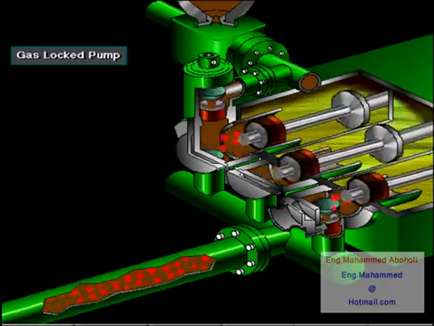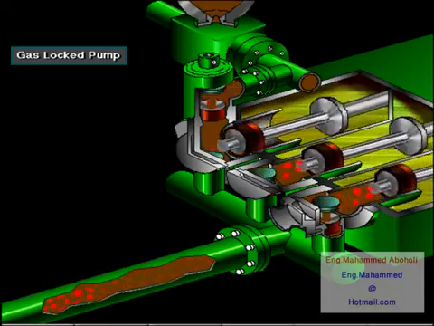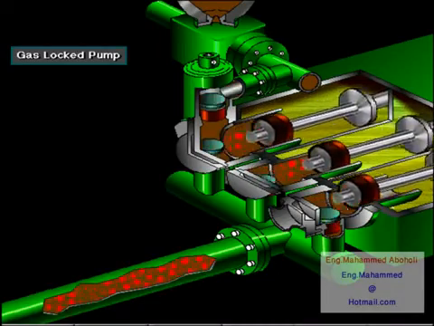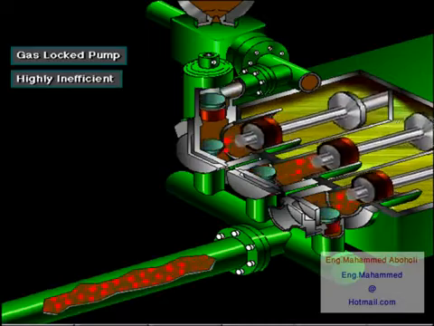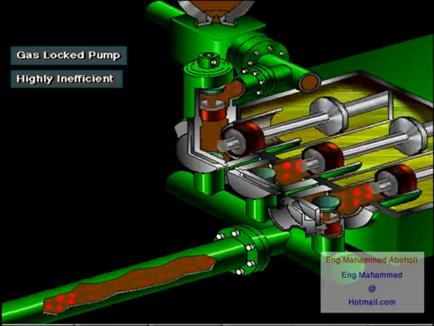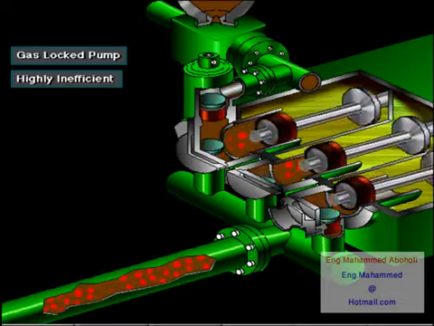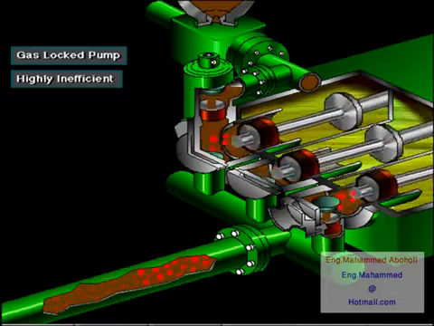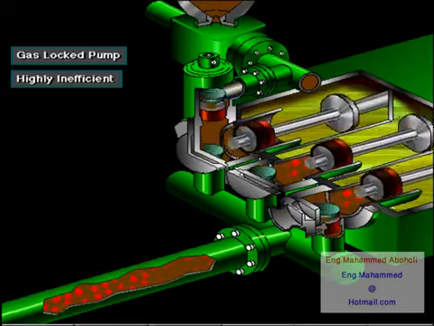Another problem: if the driller recirculates gas-cut mud, the gas could cause the mud pumps to gas lock. Gas-locked pumps pump gas and mud instead of just mud, which is highly inefficient. So, to remove gas, crew members use a degasser.